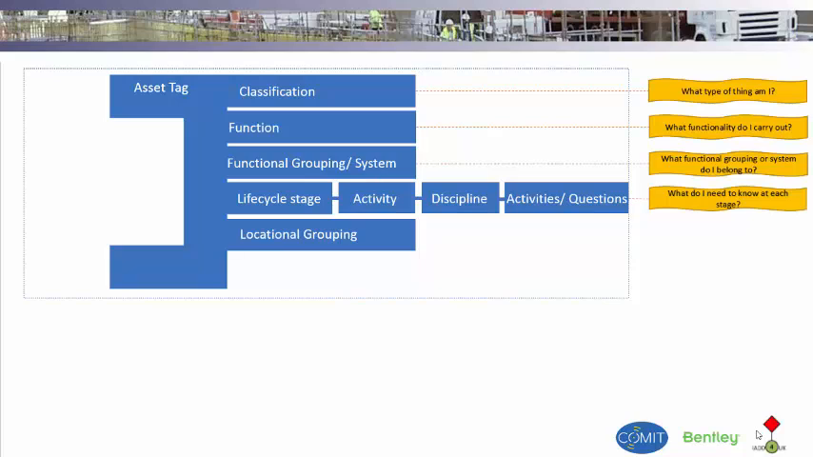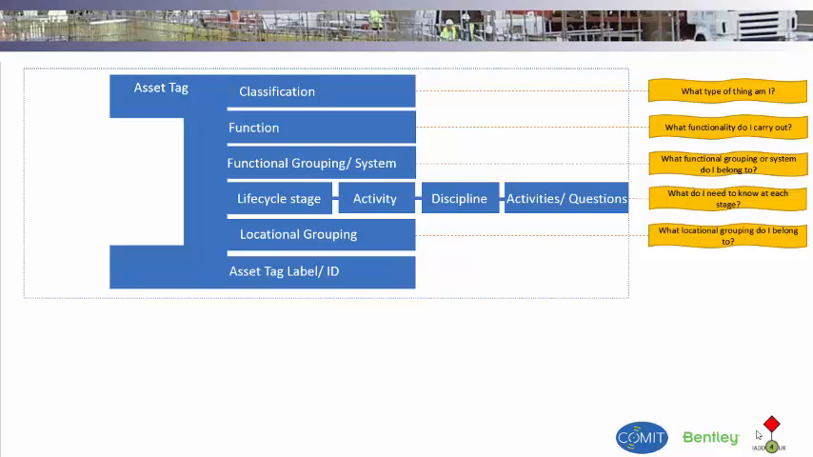Second to last is the location grouping, allowing me to see spatially what my asset tag interfaces with and may affect. Finally, we need to know how our tag is identified or labelled.